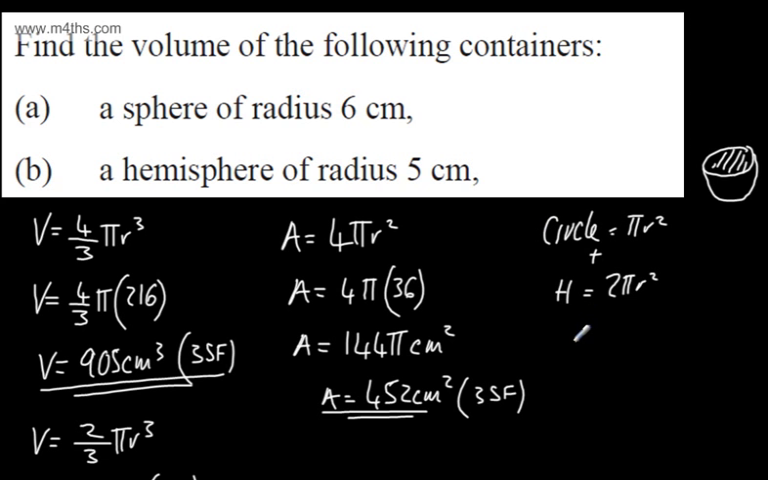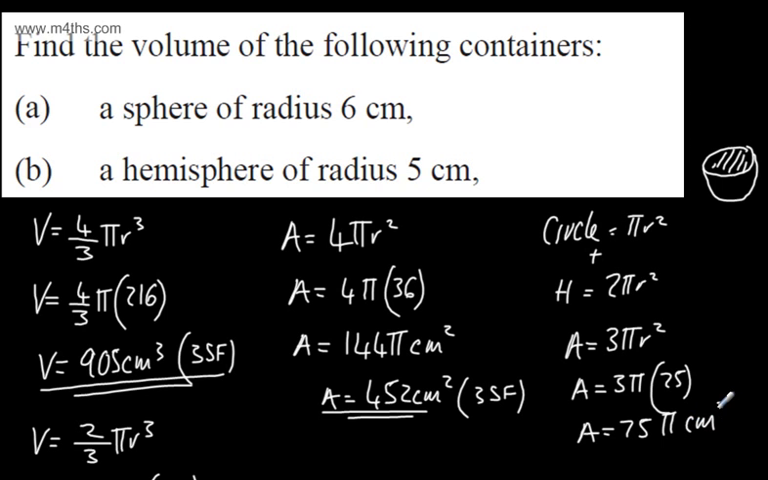So we can say now that the area is going to be 2 pi r squared plus pi r squared, 3 pi r squared, and that will be 3 pi multiplied by 5 squared, which is 25. So the area is 75 pi, and that will be centimetres squared.